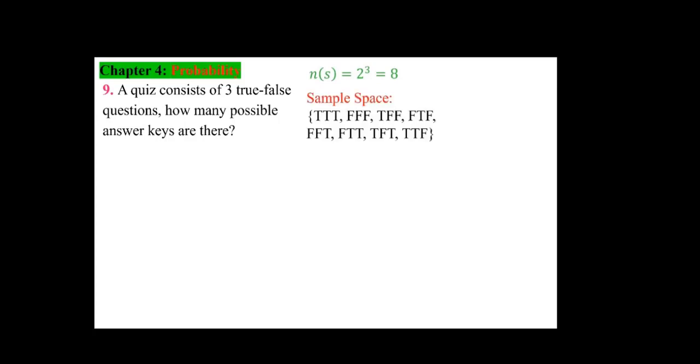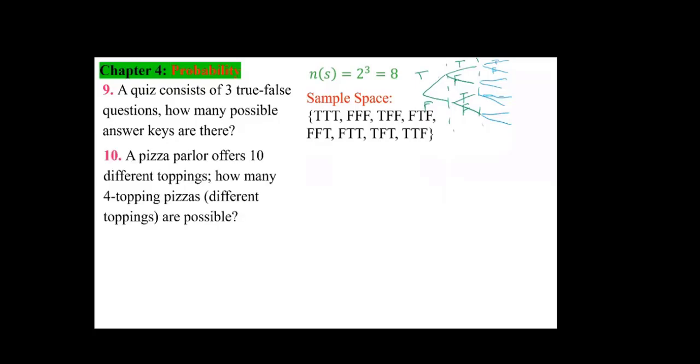A quiz consists of 3 true-false questions. How many possible keys do we have? That's the same format. There are 2 outcomes, true or false, and we have 3 questions, 3 stages, 2 cubed or 8. If we were to write the sample space, this is what we get, again starting with what we had. We can go with true and false here, true and false. So the first, the second, and now the third gives us 8 outcomes. You want to be consistent. If the top is T, the bottom is F, and continue with the rest of them. It looks like this if you want to go that route.